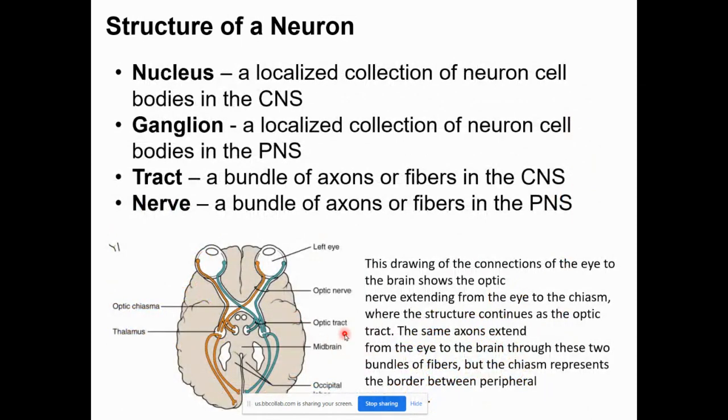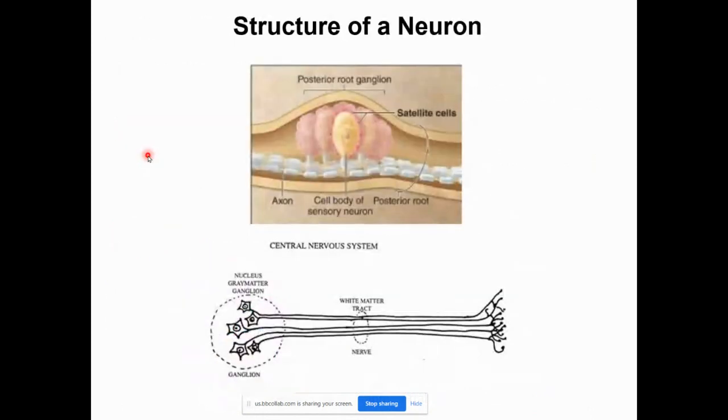Okay. Here's a very good slide here as far as concepts go. Difference between a nerve and a tract, nucleus and a ganglion. Well, before I get into that, I should go to the next slide to explain what a nerve is.